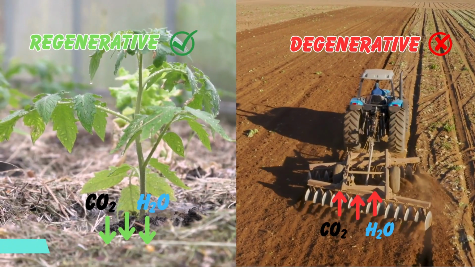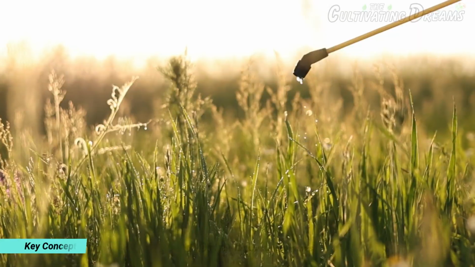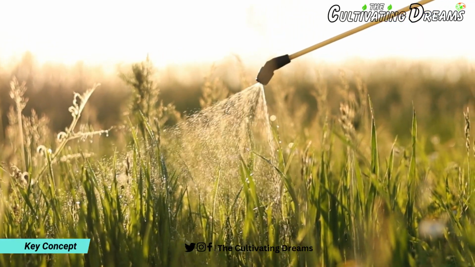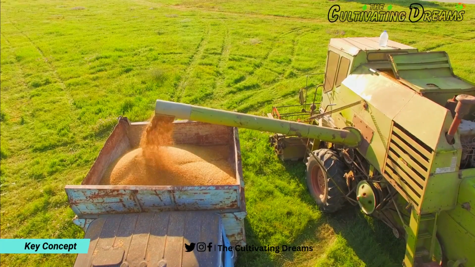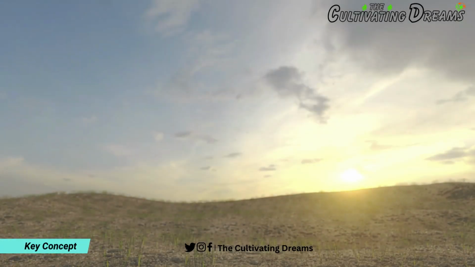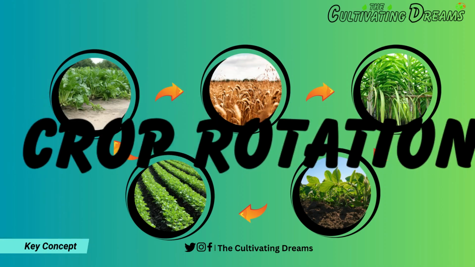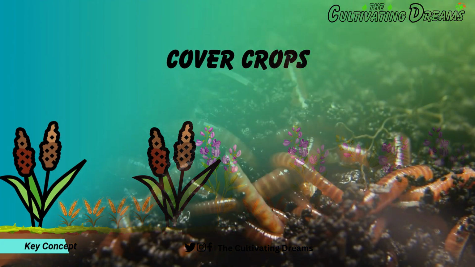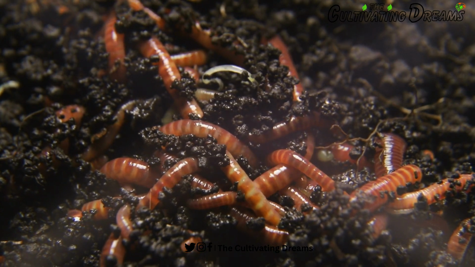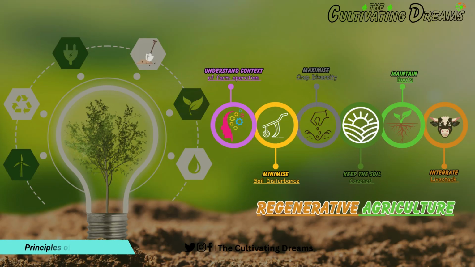Regenerative agriculture usually differs from conventional agriculture, which heavily relies on chemical fertilizers, pesticides, and herbicides to maintain crop yields. While regenerative or conservational agriculture emphasizes natural methods of soil management like crop rotation, cover crops, and composting to improve soil health and fertility. Some key concepts and principles of regenerative agriculture are: understand context of farm operations, minimize soil disturbance, maximize crop diversity, mulching, focus on roots growth and integration of livestock.